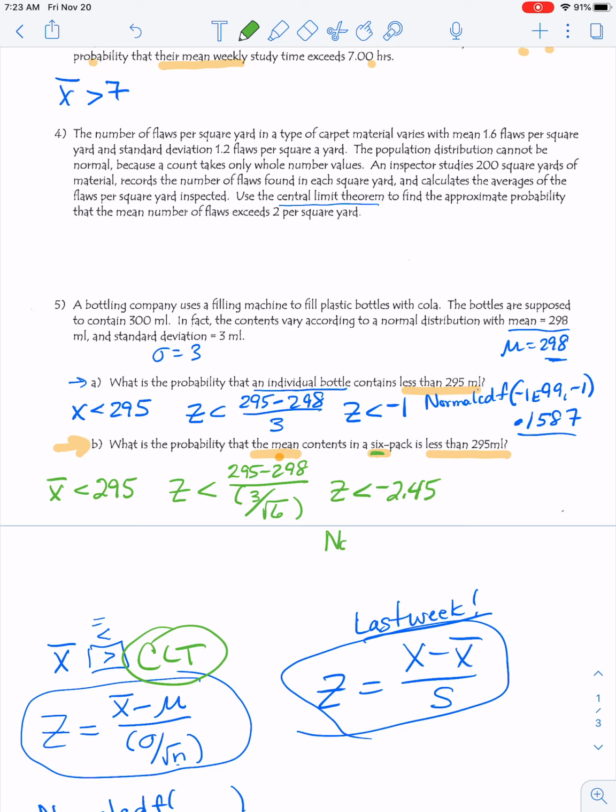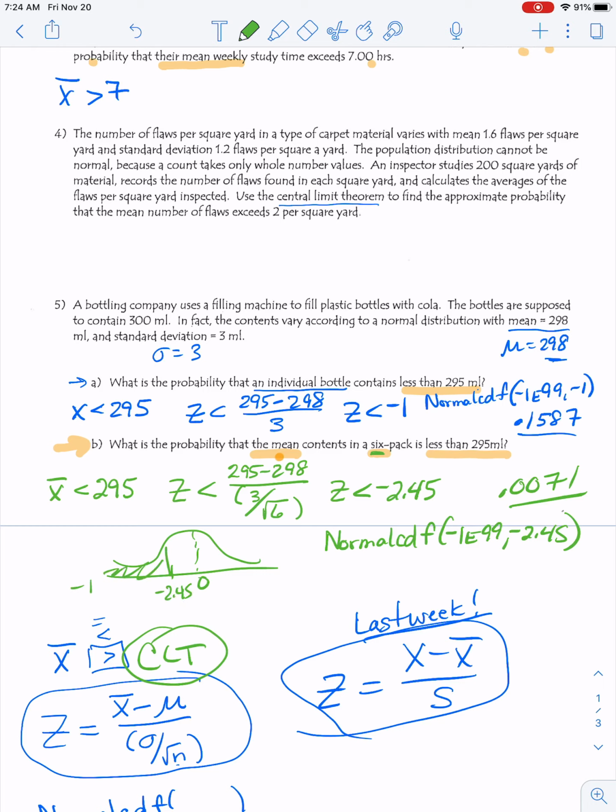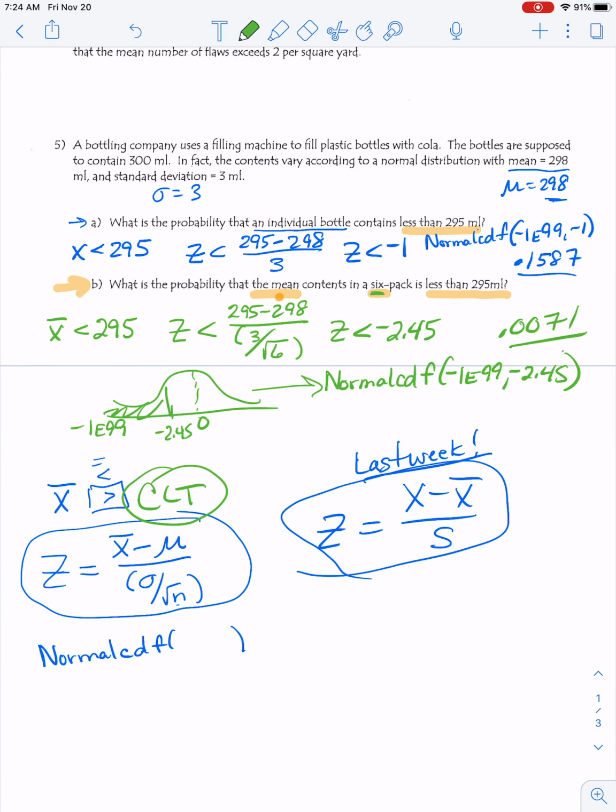Then it's normal CDF, negative infinity, negative 2.45. If you plug that in, it's like 0.0071. Or you could have drawn a picture, negative 2.45 and negative infinity, and that leads you to the same answer. All right, so that's the difference in the two formulas.